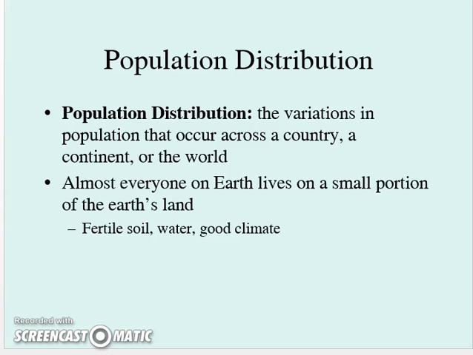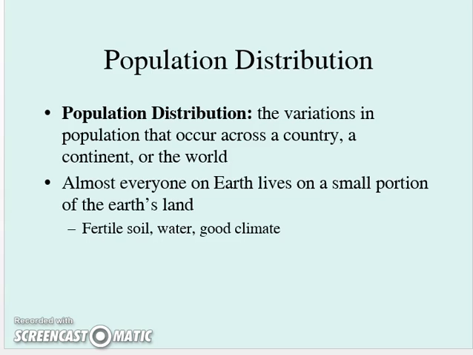Okay, so let's talk about population distribution. And this is a definition that you should know. That's the variations in population that occur across a country, in a continent, or the world. Right? Almost everyone on Earth lives on a very small portion of the Earth's land, because not all of the Earth's land are places that are good for sustaining a population.